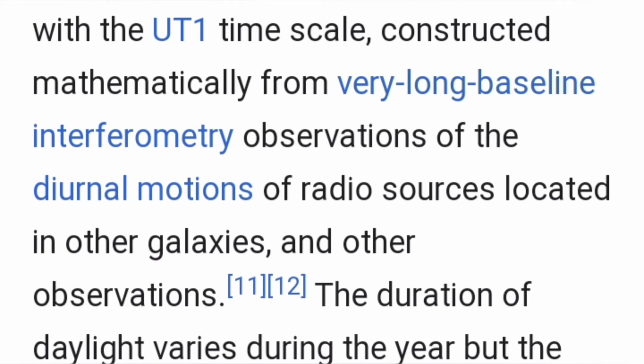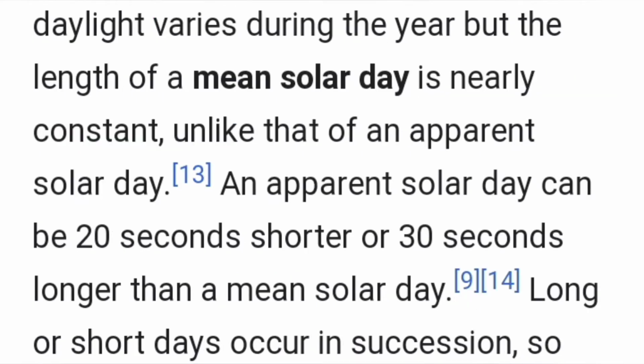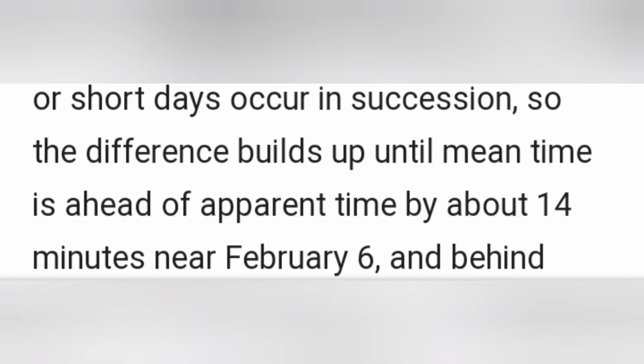The duration of daylight varies during the year, but the length of a mean solar day is nearly constant, unlike that of an apparent solar day. An apparent solar day can be 20 seconds shorter or 30 seconds longer than a mean solar day. Long or short days occur in succession, so the difference builds up until mean time is ahead of apparent time by about 14 minutes near February 6th.